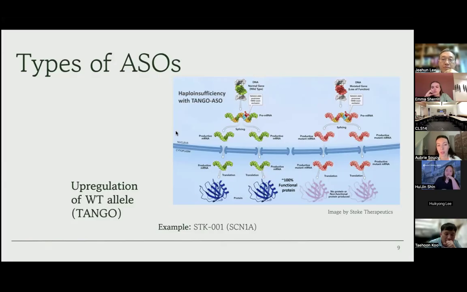protein. And these would just be in cases of haploinsufficiency, targeting the wild type allele, where even if the ASO binds to the mutant allele, it doesn't really do anything. There's just non-functional protein on that side, but it's upregulating and making more of the wild type copy.